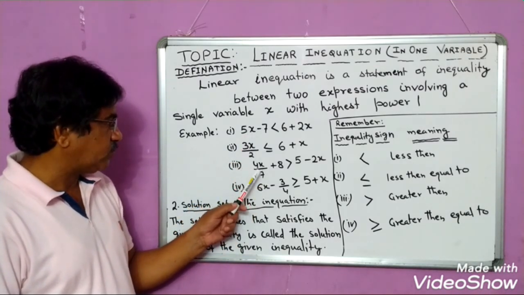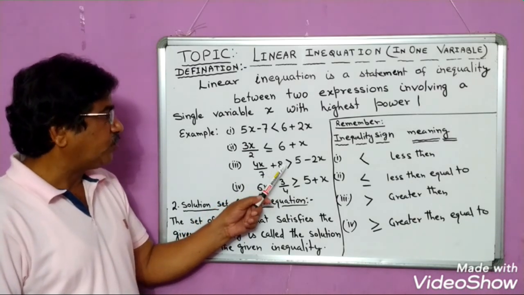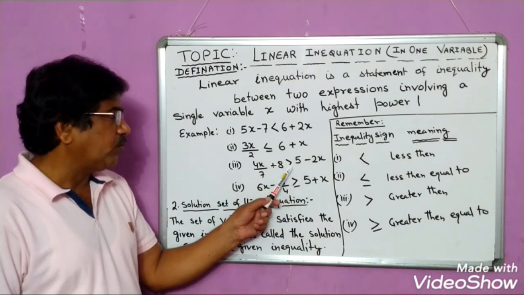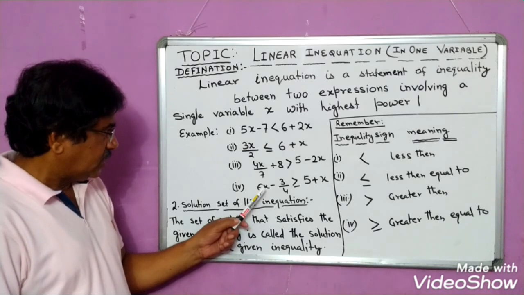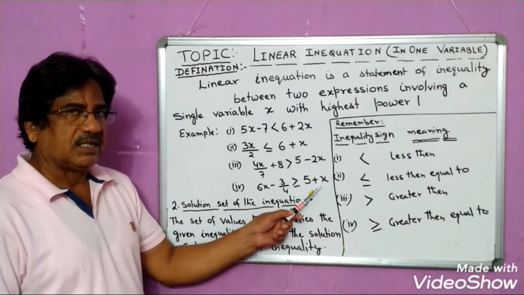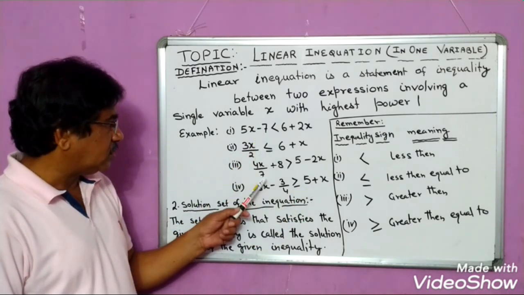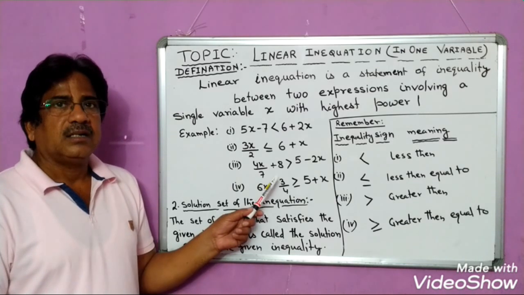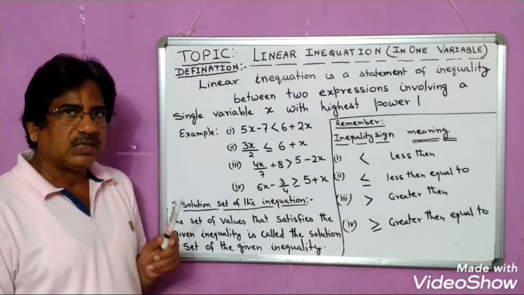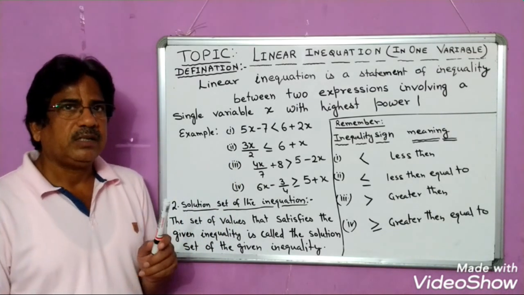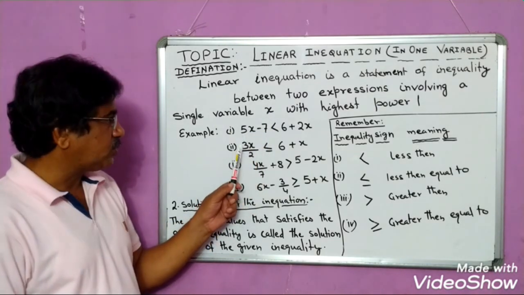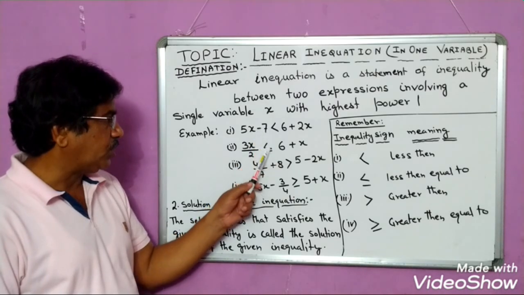So this is 4x by 7 plus 8 is greater than 5 minus 2x. Here also 2 expressions are there, connected by means of the inequality sign greater than. The fourth one you see is 6x minus 3 by 4 is greater than or equal to 5 plus x. So when you solve the problems of linear inequation, there will be a single variable, its highest power will always be 1, and the expressions will be connected by means of an inequality sign.